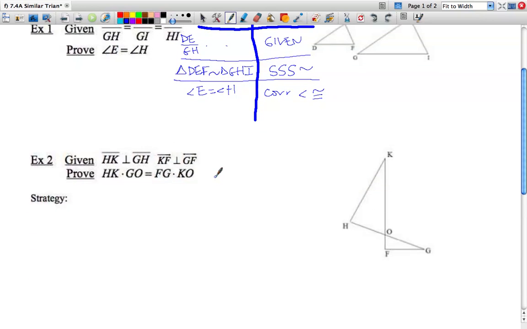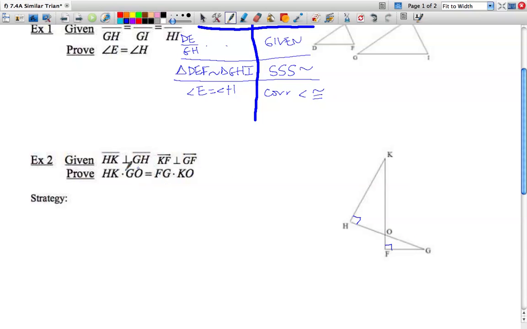Okay, number two. Let's see. We're given that HK is perpendicular to GH. So we'll put the perpendicular. Don't forget to mark up the diagram. KF is perpendicular to GF. And our goal is to prove that HK times GO is congruent to FG times KO. Well, I'm not sure what to do, but I wonder if we can show, since of course this is a similarity unit, can we show that these two triangles are similar? And maybe we can play around with their sides.